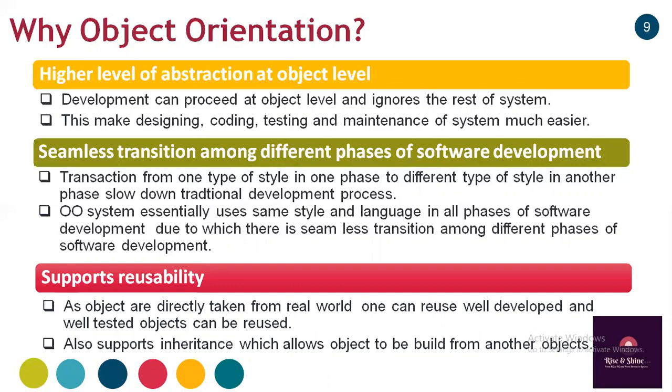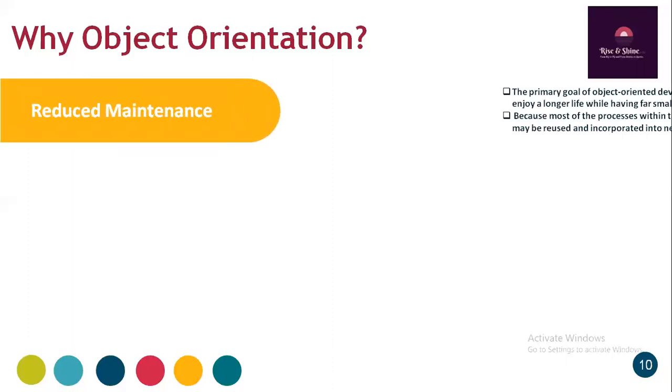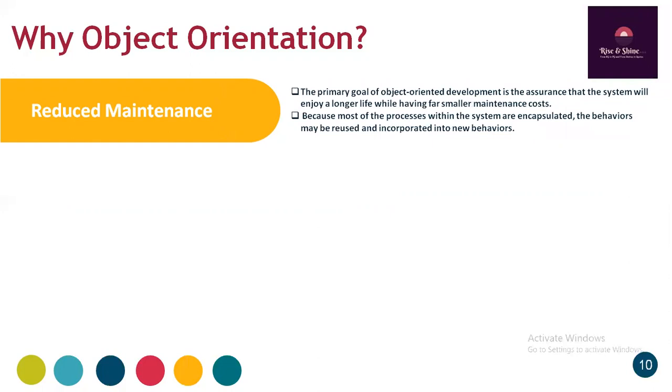Why object orientation? Supports reusability. Seamless transition from one phase to another. Higher level of object abstraction. Reduced maintenance. The primary goal of object-oriented development is that the system will enjoy a longer life while having smaller maintenance. Today the industry is facing a problem of maintenance, because development cost is very low but maintenance cost is very high. Maintaining software is a problem in industry, so it reduces the maintenance.